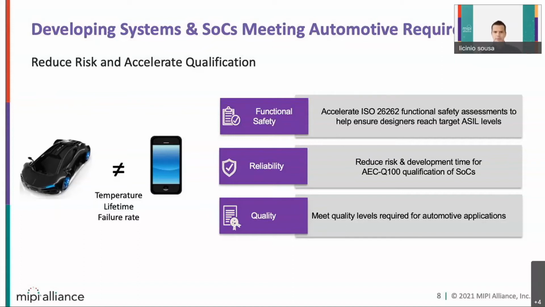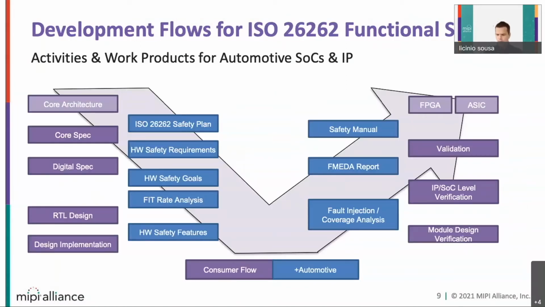Again, we already talked a little bit about functional safety, and I want to expand on that. Basically, my point here is when you're designing for automotive, when you're designing for functional safety, ISO 26262 also defines a flow for that, right? So in this diagram, it's the typical V-shaped model for development. In purple, you see the consumer flow, from architecture on the left side to implementation, and then on the right side, the verification. And the point here is that when you're designing for ISO 26262 functional safety, there are a number of activities and work products that need to be added in different stages of the design flow.